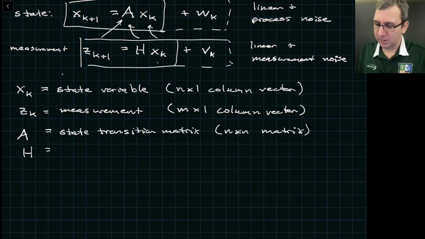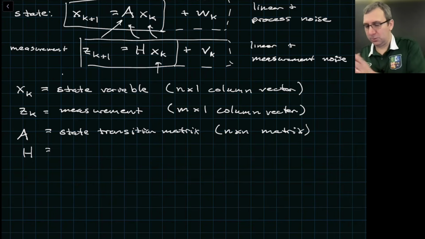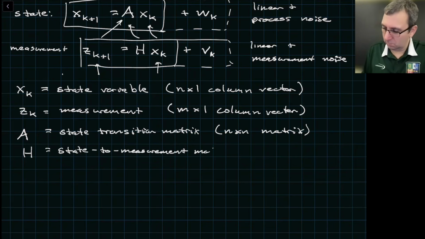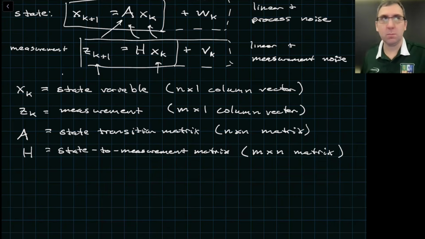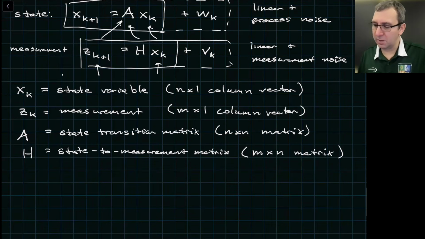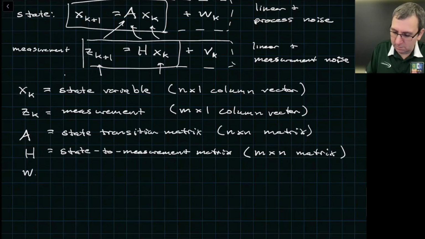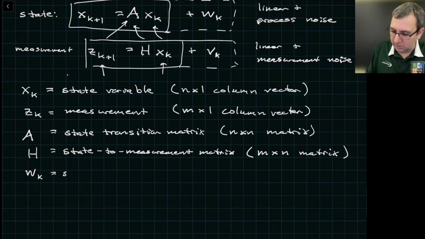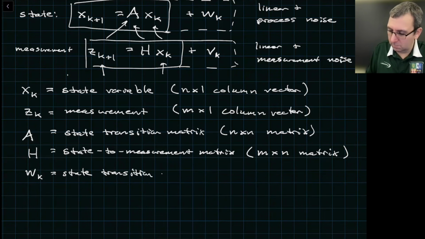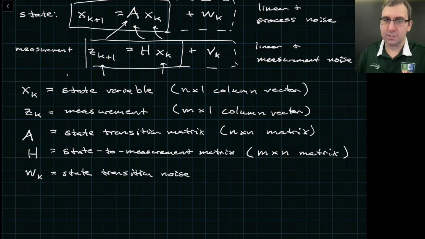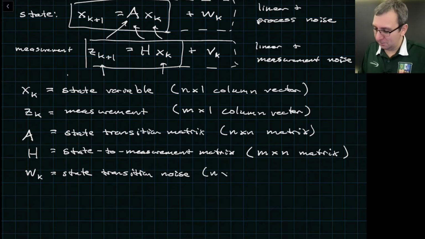H takes in the state, multiplies it, and spits out the measurement. So we can call it the state to measurement matrix, and it will be m by n. And then w_k and v_k, what are those? w_k is the state transition noise. It's the hardest one to understand, so we're not going to understand it today. It has the same dimensions as the state variable, so an n by 1 column vector.